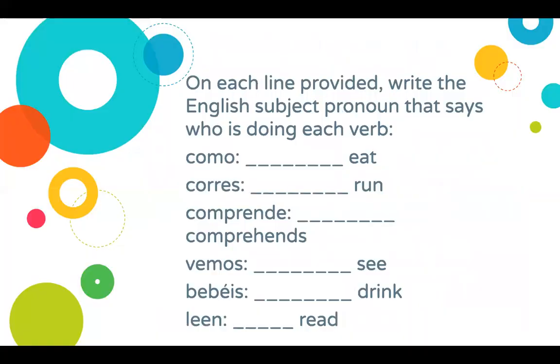On the line provided, write the English subject pronoun that says who is doing each of these verbs. Take a break here and try to fill in these blanks.